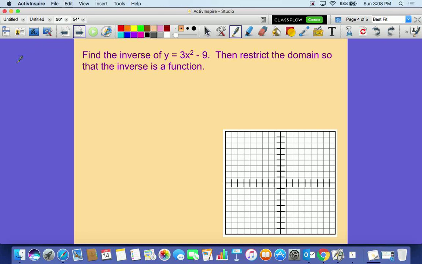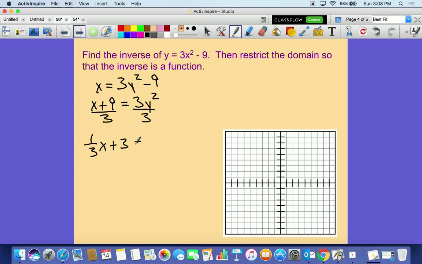Alright, so what we can do with that right away is find the inverse. So switch the x and the y. So we've got x equals 3y squared minus 9, and then solve for y, so we're going to add the 9 over, divide by 3, so we end up with 1/3 x plus 3 equals y squared. Take the square root of both sides, so we end up with y equals the square root of 1/3 x plus 3.